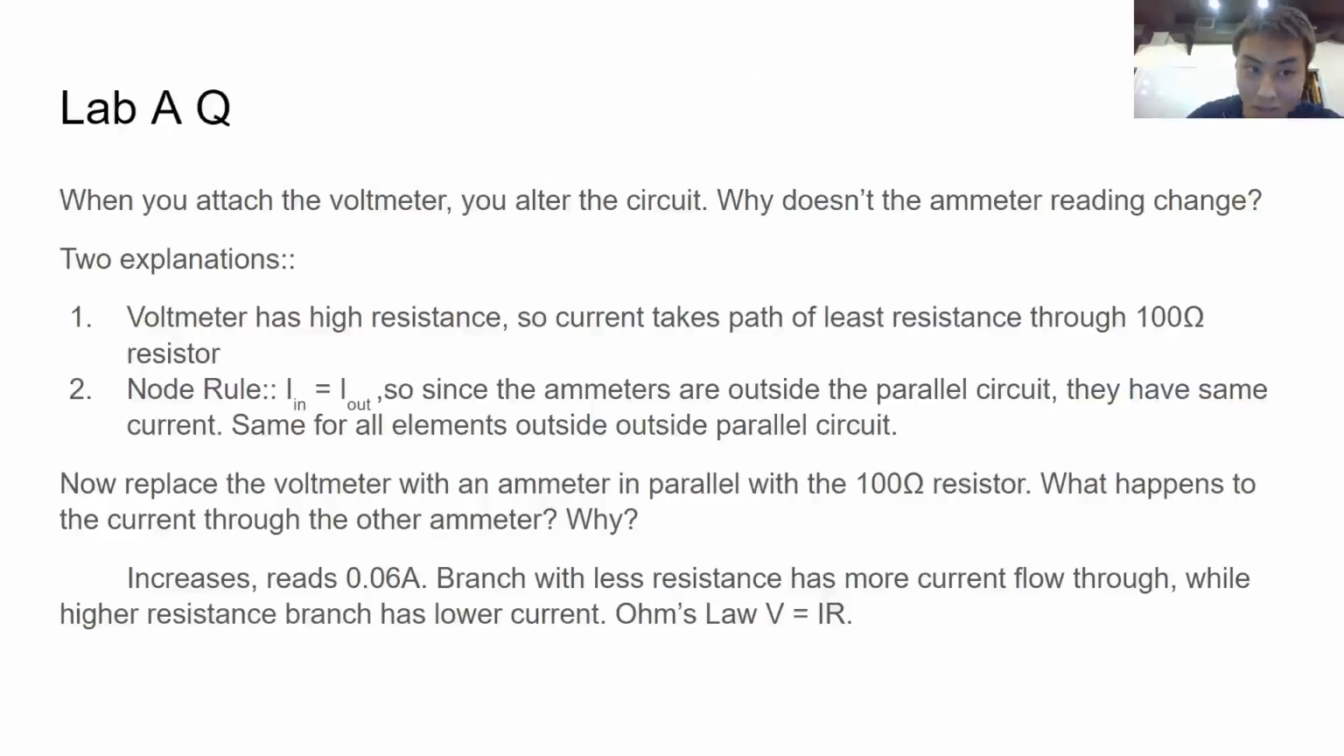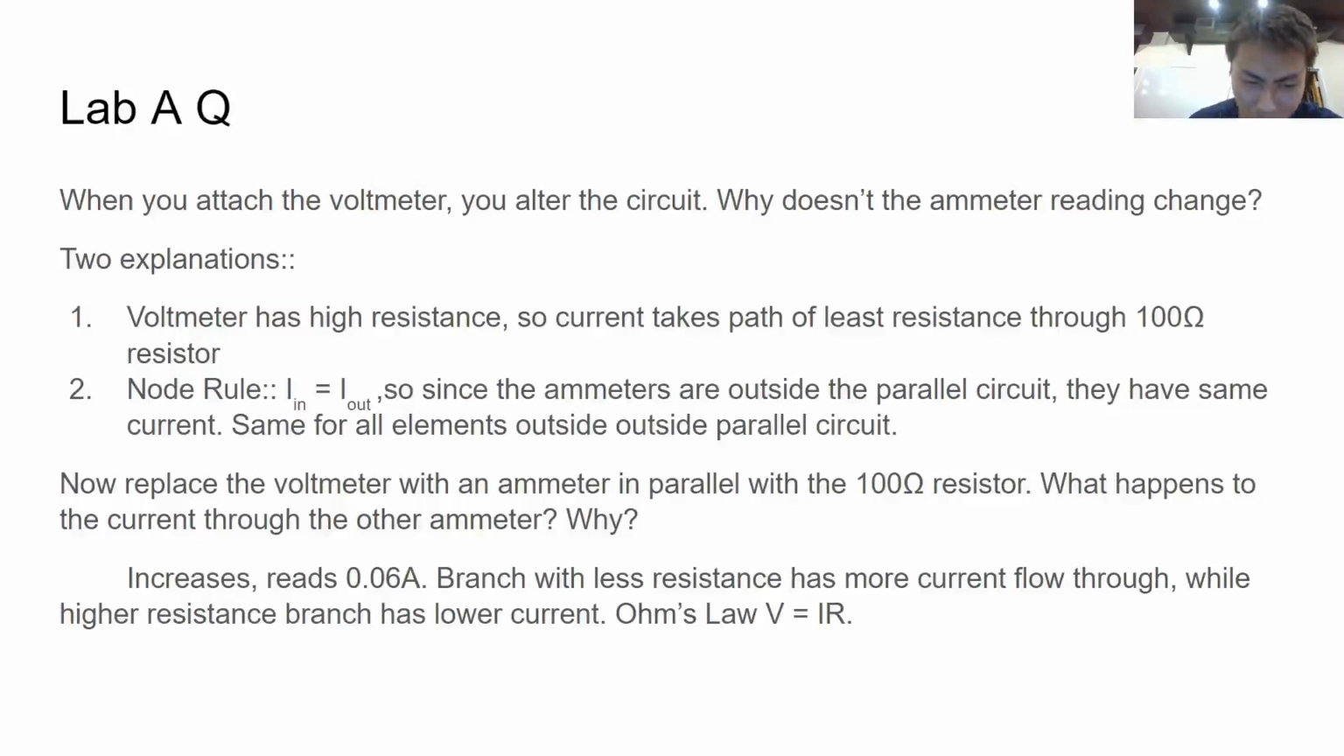So for lab A, we have some questions. When you attach a voltmeter, you alter the circuit. Why doesn't the ammeter read a change, pretty much? Now, a voltmeter has high resistance, so current takes the path of least resistance through the 100 ohm resistor. That's one explanation. But another one is that because of the node rule, when you have current that comes in and out, well, you could kind of black box the parallel circuit as its own individual electric piece, and since everything else is in series, things in series have the same current that flows through them all.